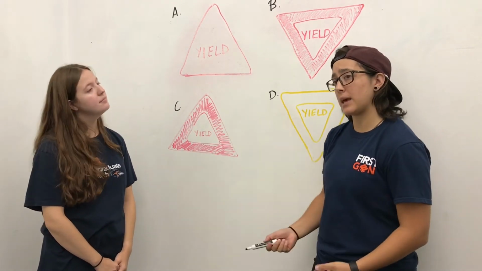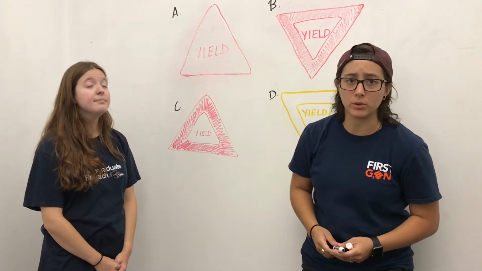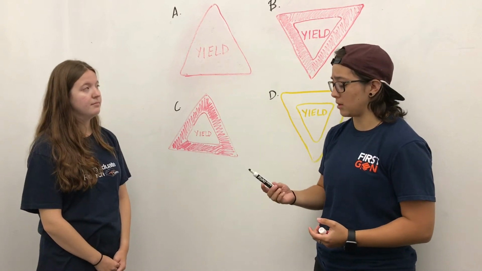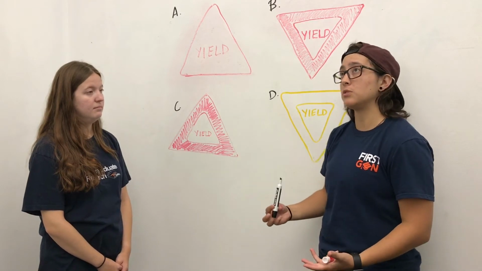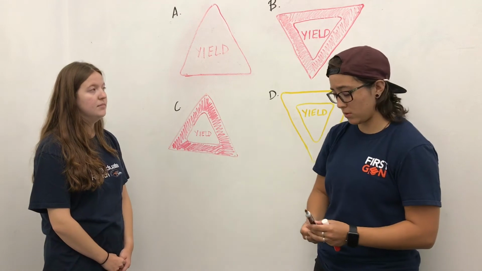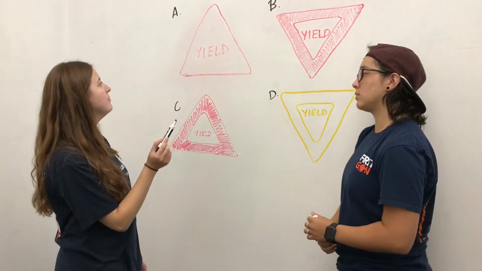Now remember when I asked Gabby to draw a yield sign, I was just trying to get her to pull that information from her long-term memory without any sort of aid or cue available to her. Now I'm going to ask Gabby again, taking more of a multiple choice test. It's easier to retrieve the information when you really see the answer right in front of you. So Gabby, which one of these is the correct yield sign?